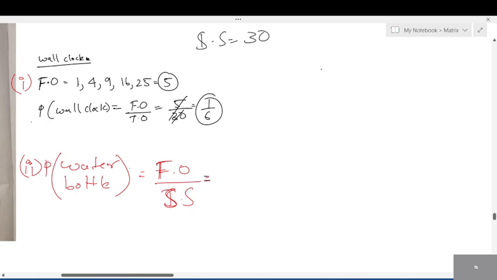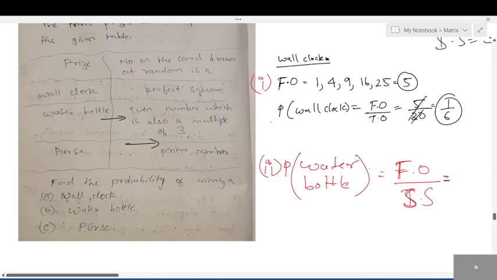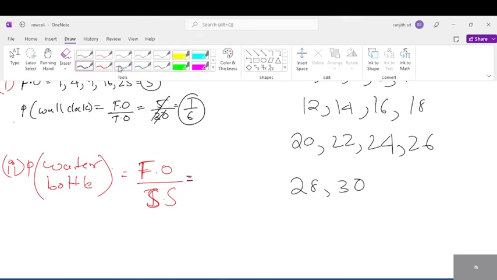Yes. Joanna, what are the even numbers from 1 to 30? What are the even numbers, students? 2, 4, 6, 8, 12, 14, 16, 18, 20, 22, 26, 28, and 30. This is one part of the question. What's the next part? Even number, which is also a multiple of 3. What are the numbers which are multiples of 3 from this?